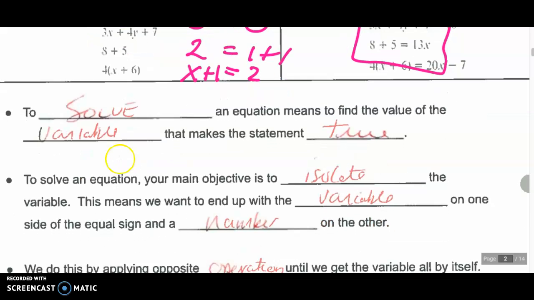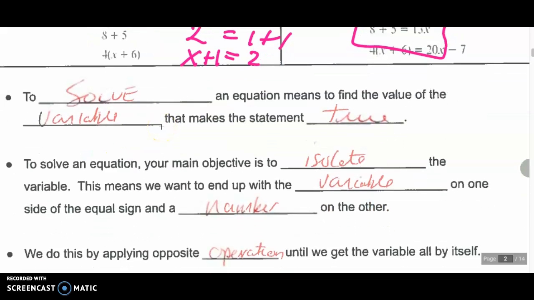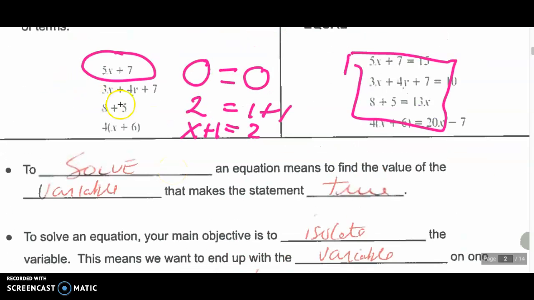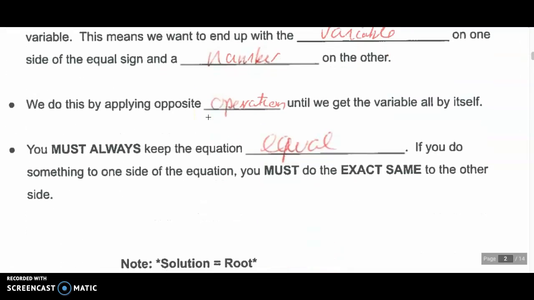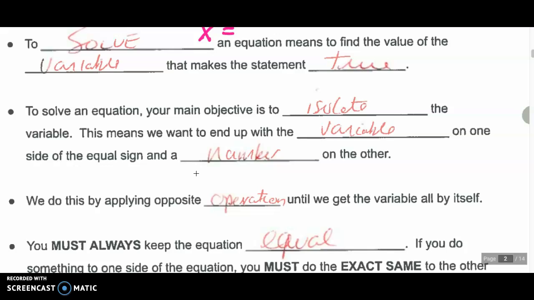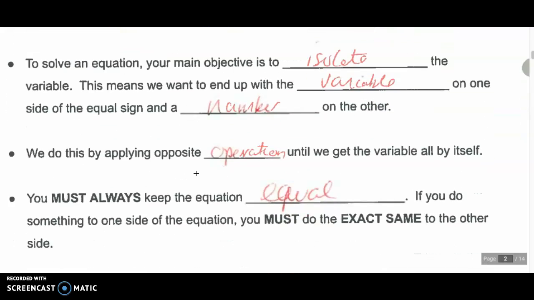We're going to solve. Solve is to find the value of a variable that makes it true. To do that, we isolate, which means at the end we're going to have something like x equals something. Okay, so isolate means leave x or the variable by itself, whatever variable it is, usually x, but it doesn't have to be. And you get everything on the other side of the equal sign, and then you say x equals blank.